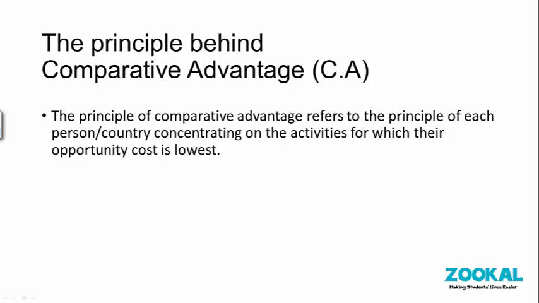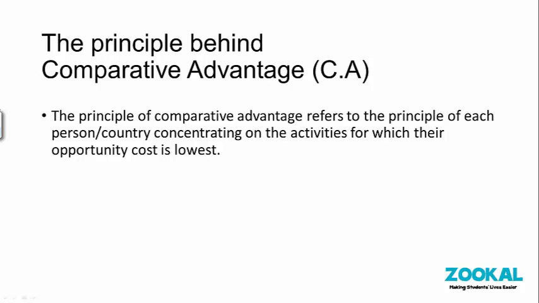Now, the principle of comparative advantage refers to the principle of each person, country, or party concentrating on the activities for which their opportunity cost is lowest. So, in the previous question, I asked if person A could have an absolute advantage in producing lollipops and chocolates over person B, right? However, person A should actually only specialize in one area by comparing the relative productivity levels for each product, or costs, you can say.